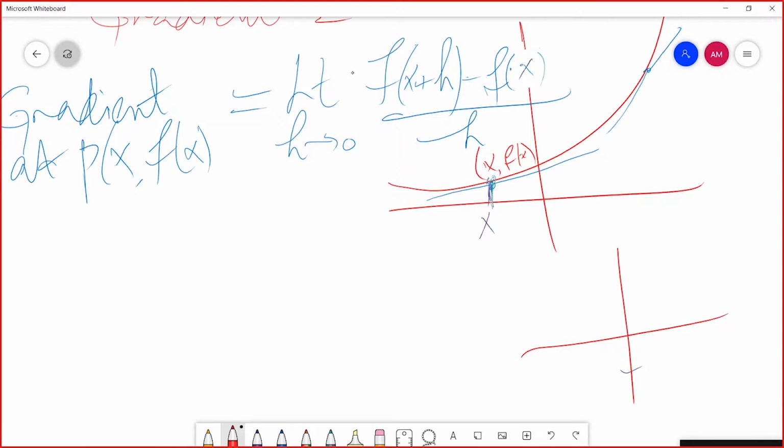I'll try to do it again with different colors. So this is, for example, our point P. This is actually x. So this point would be x comma f(x). Do you understand that? Yep. If you have to get the gradient at this point, this would be rise over run. This is rise and this is run.